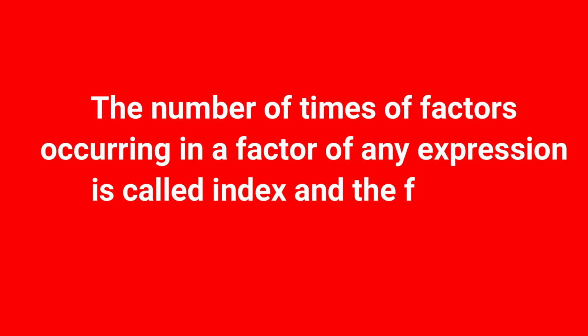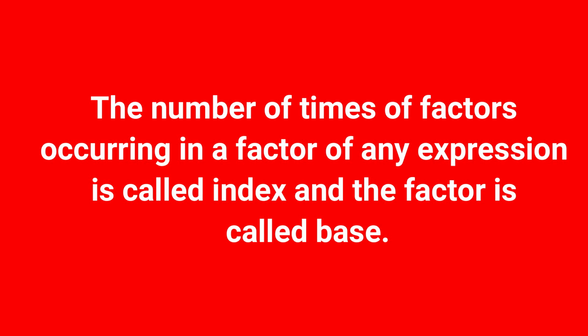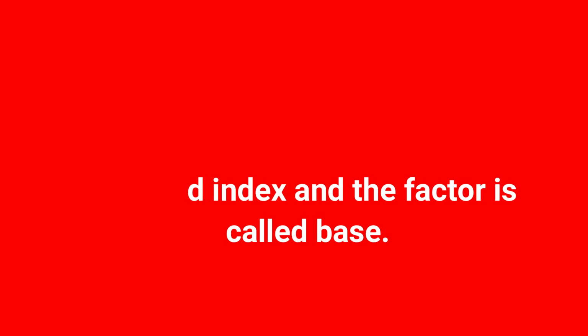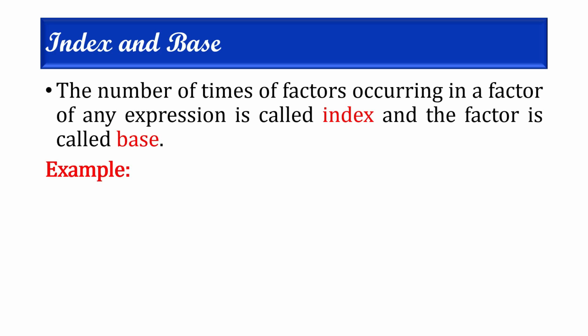What is index and base? The number of times of factors occurring in a factor of any expression is called index and the factor is called base. For example, 16 can be expressed as 2 to the power 4. Here 4 is called index and 2 is base.